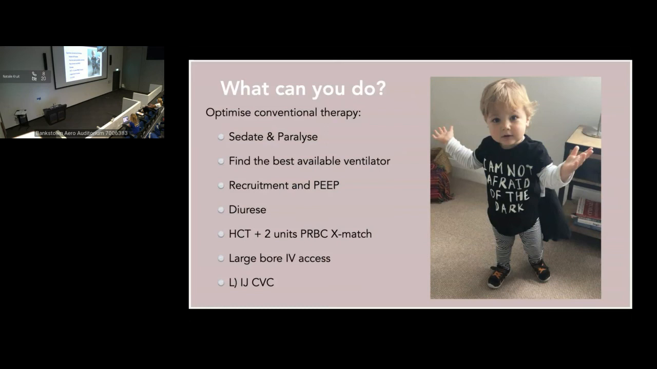Optimise their hematocrit, because when they go into ECMO, they're going to bleed. So you want to ensure that you've got 2 units of PRBCs cross-matched. You want to make sure that they've got large bore IV access, because they can become quite hypovolemic very quickly. And you want to make sure that if they've got a right IJ CVC inserted, that's changed over to the left side, because the right side will be used for cannulation of the return cannula into the SVC.